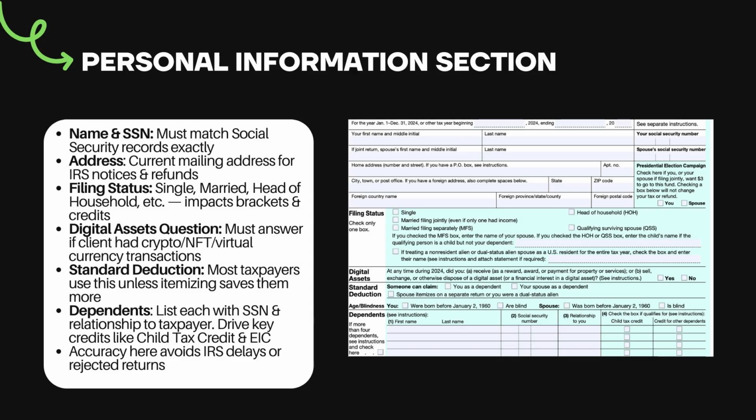This is where you list qualifying children or relatives. Each dependent needs a social security number and their relationship to the taxpayer. Dependents drive important credits, like the child tax credit and the earned income credit. If you miss someone here, you're literally leaving money on the table for your client. So, even though this section seems basic, it sets the tone for the rest of the return. Getting the personal information right prevents IRS delays, ensures credits are applied, and shows your client that you pay attention to detail.